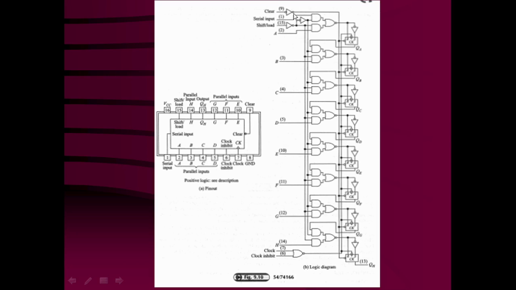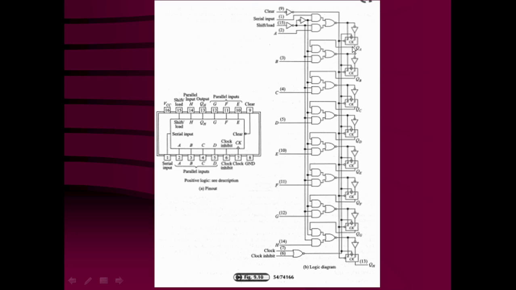You can see that the serial input of the data is one of the inputs of this AND gate, and if the shift load control line is high, after the two inversions, this input is going to be high. So the upper AND gate is going to be enabled. All the upper AND gates are going to be enabled, because this output is connected to one of the inputs of all the upper AND gates.